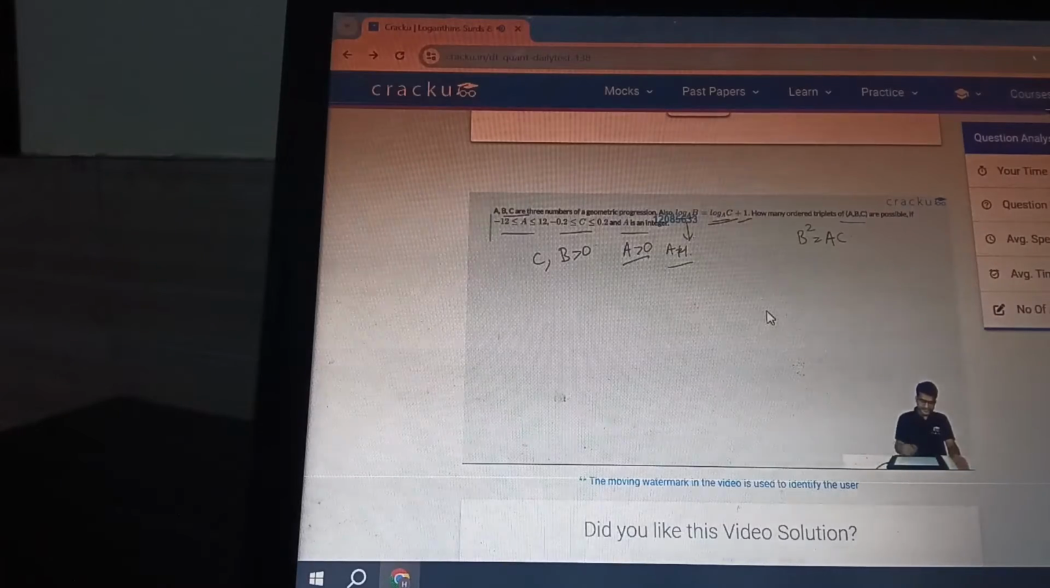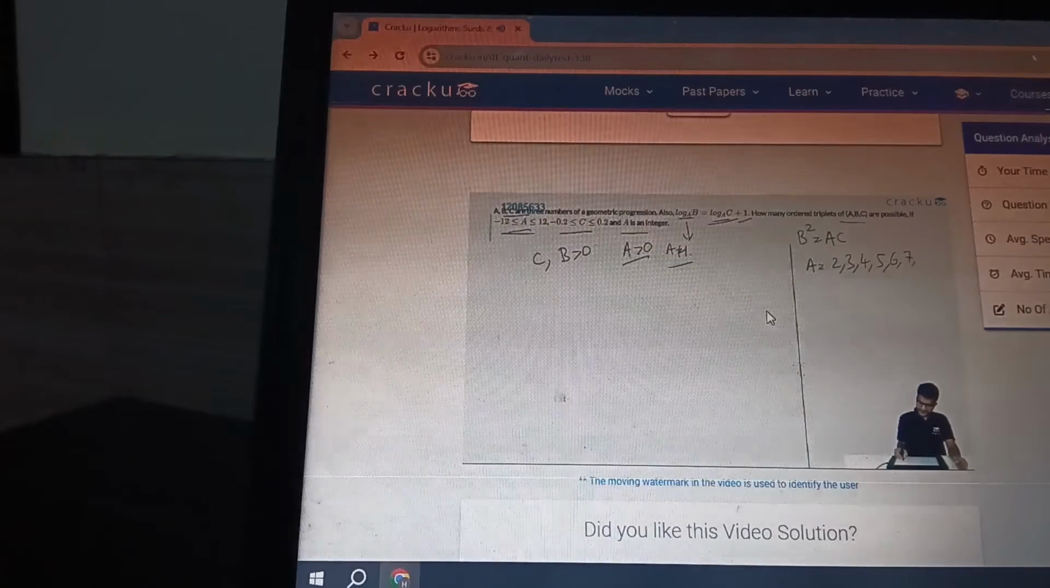So in the domain that we are looking for, because we are told that A is an integer, A has to be 2 or 3 or 4 or 5 or 6 or 7 or 8 or 9 or 10 or 11 or 12.